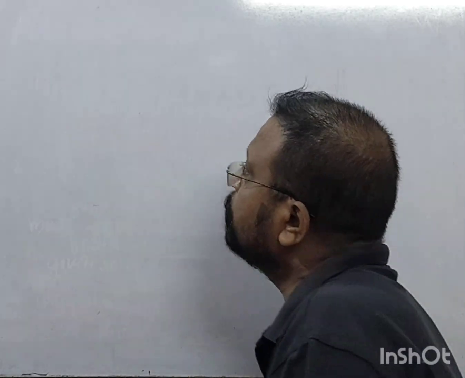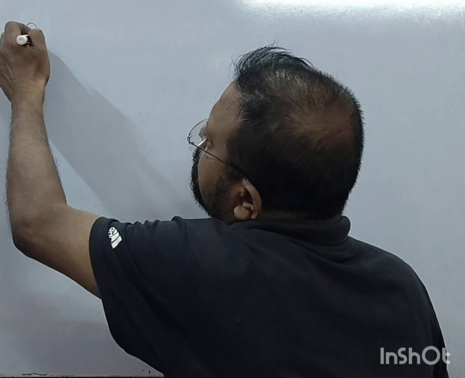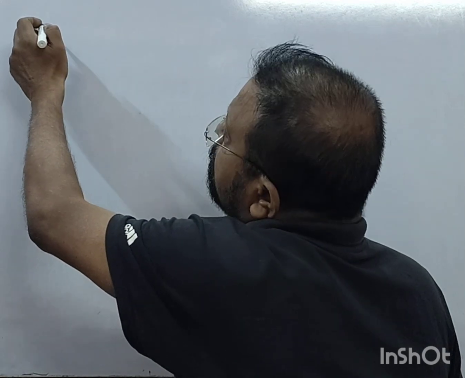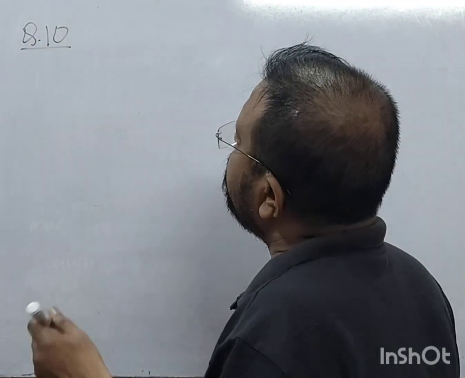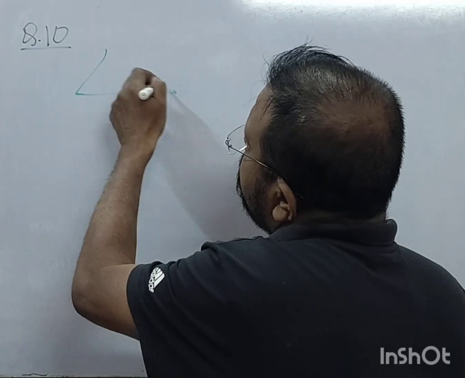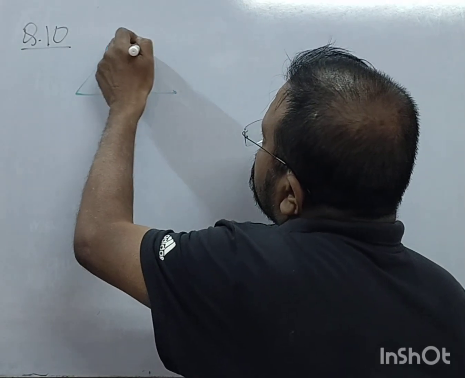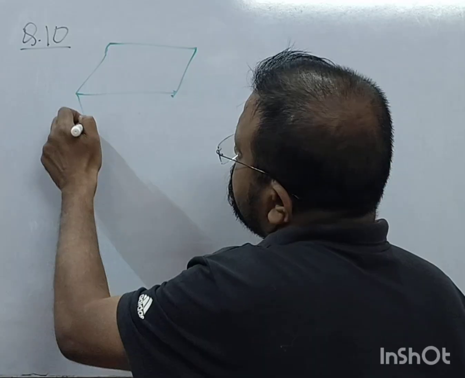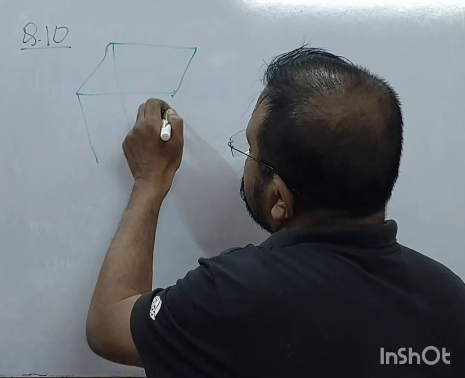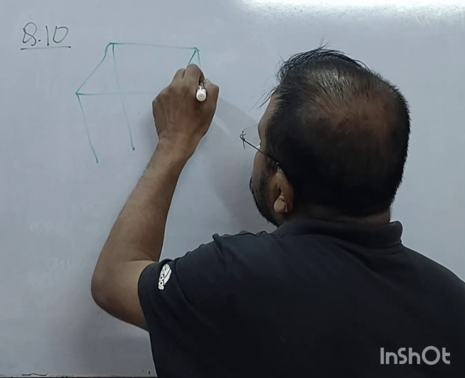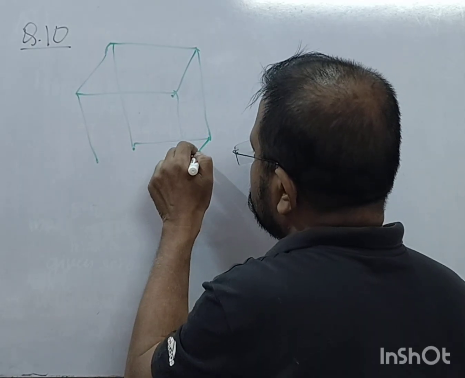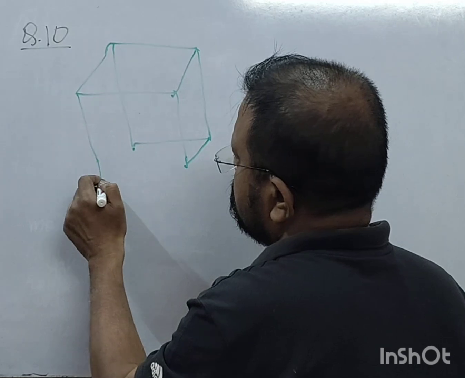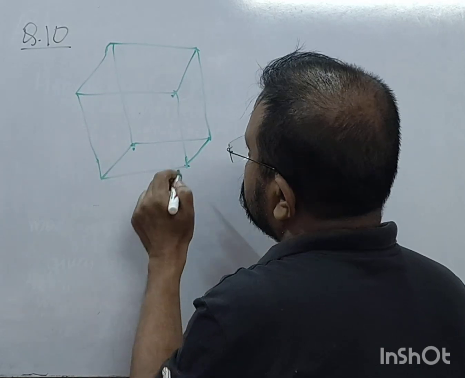What is your question? Question number 10. A cube of ice. Okay, this is the cube of ice we have, of mass 30 gram, at 0 degrees Celsius.